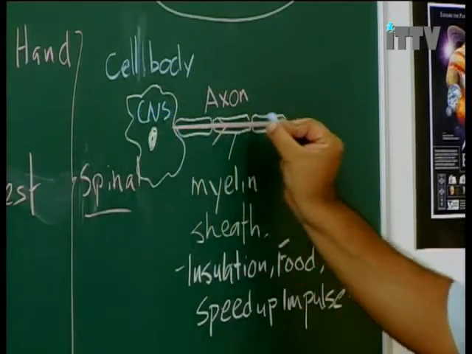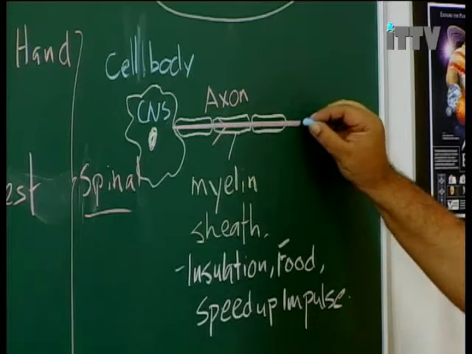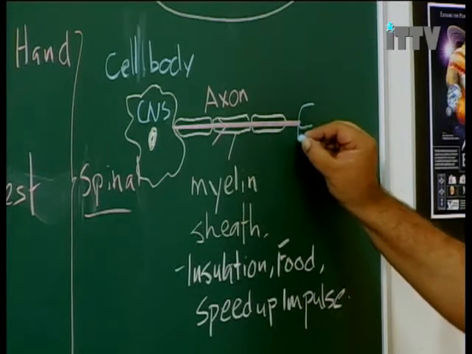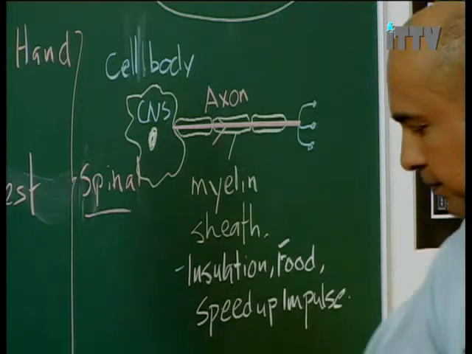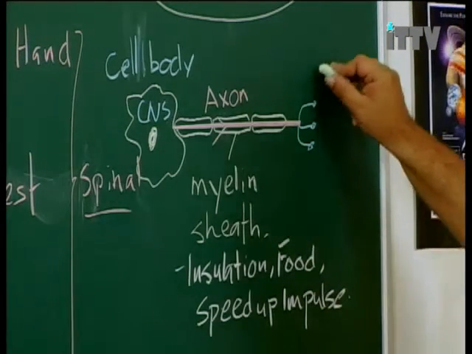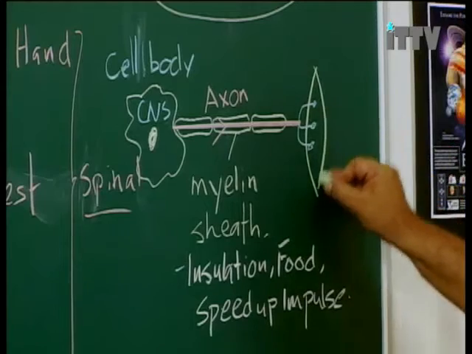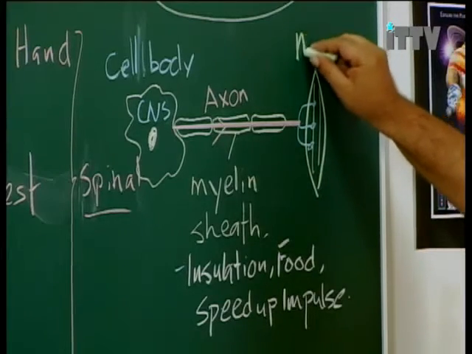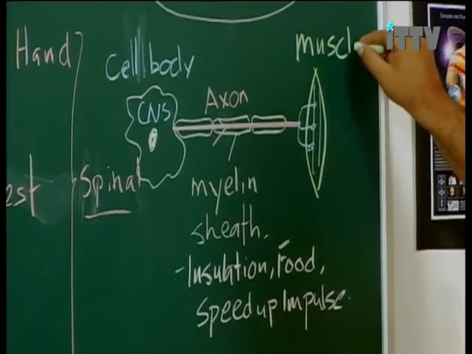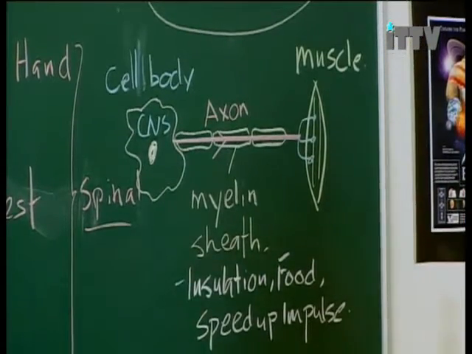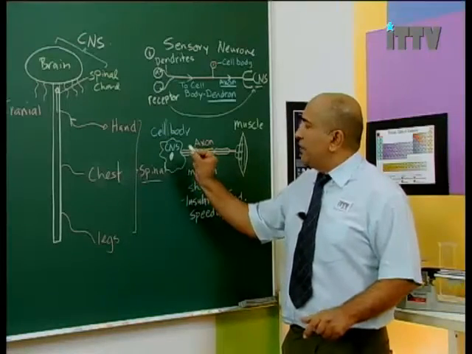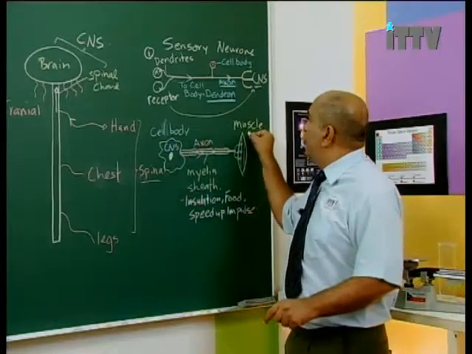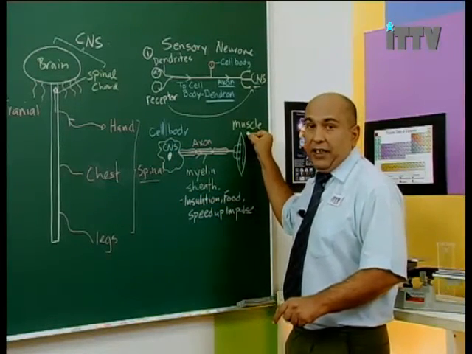We go from the CNS through the axon, and right at the end here we get our little dendrites, and over here, let's use a different color, over here we'll have our muscle, which is basically our effector. So where are we going from? We're going from the CNS to the muscle or the effector.